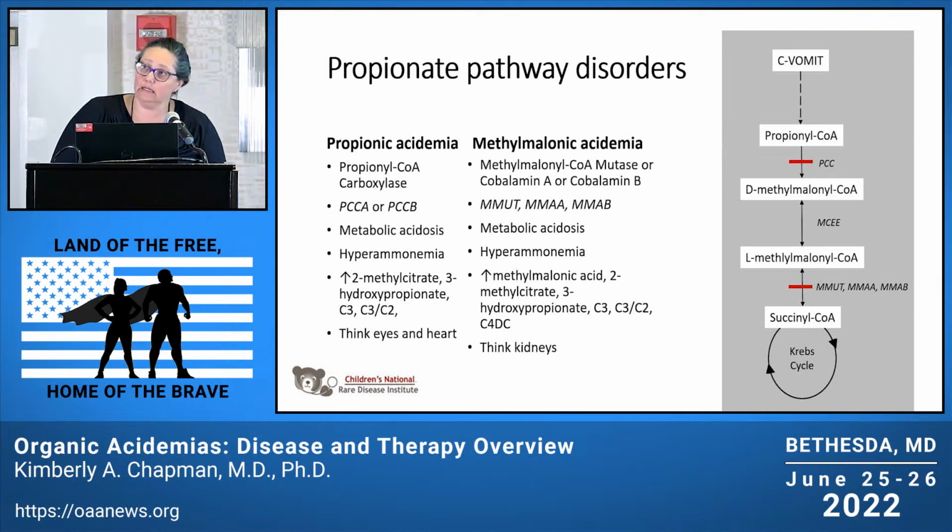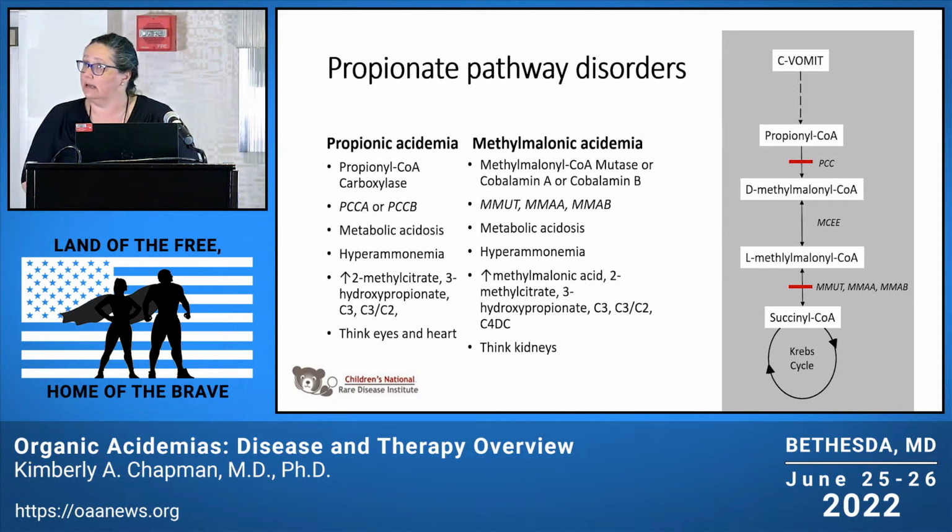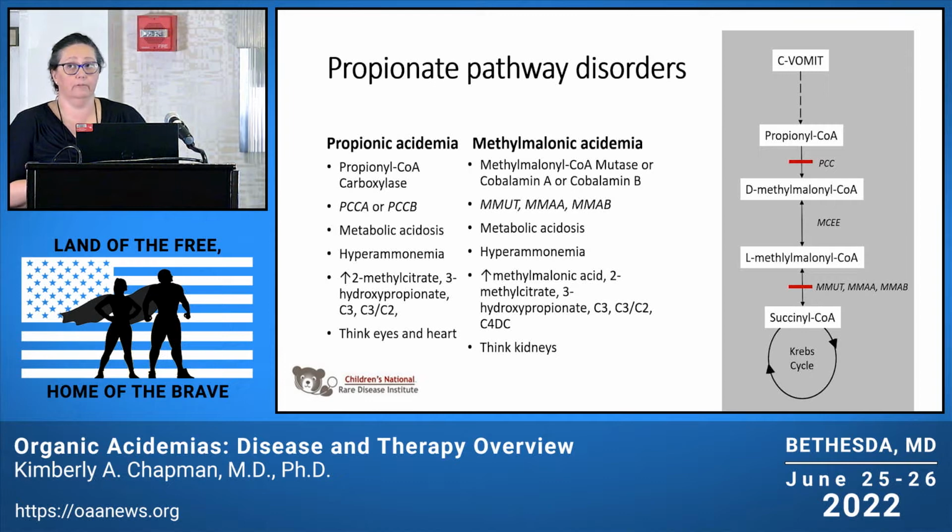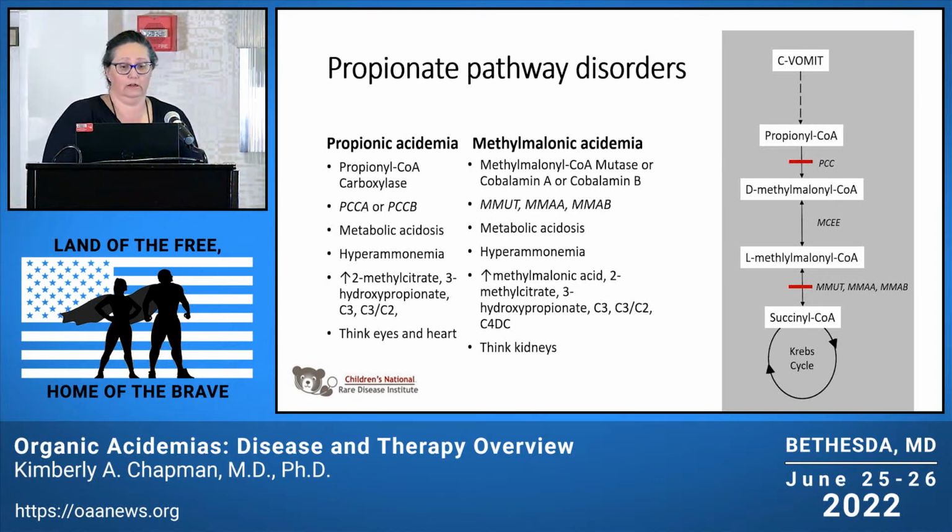There can be a secondary inhibition of the urea cycle, which is where the ammonia comes from. And then if I'm going to make the diagnosis, I can find elevations in 2-methyl citrate, both in the blood and in the urine, 3-hydroxypropionate, propionyl carnitine, and an elevation of propionyl carnitine to acetyl carnitine.